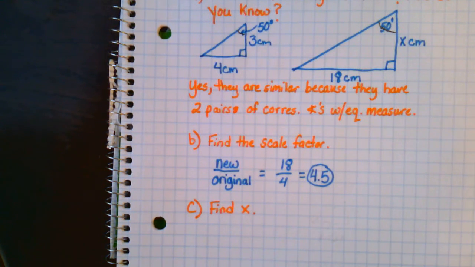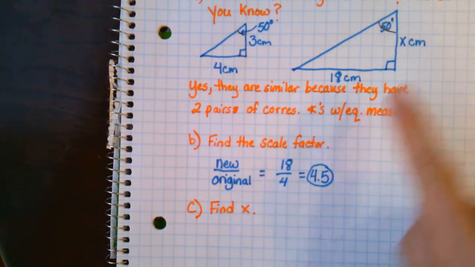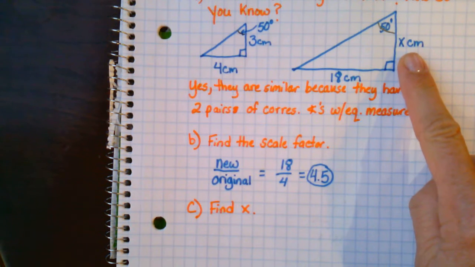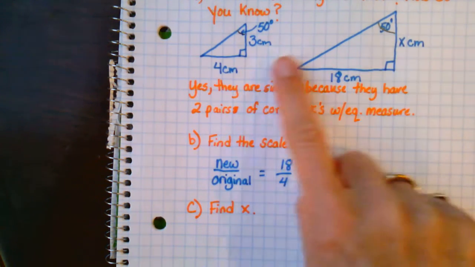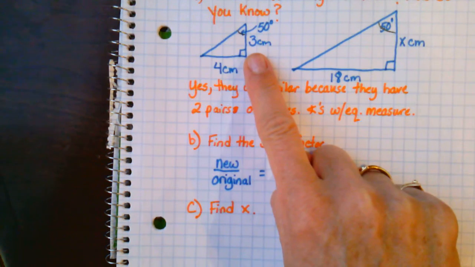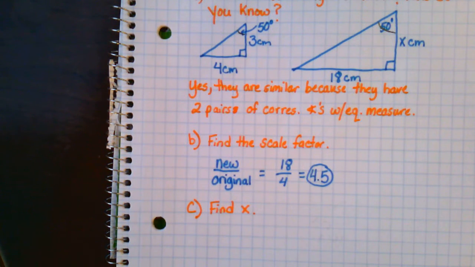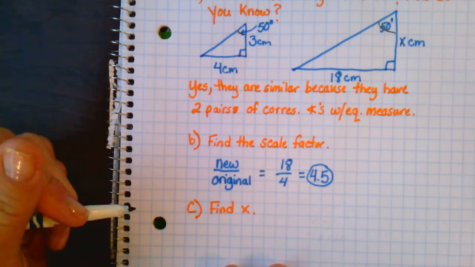Part C asks us to find x. Well, this is the side that is labeled x centimeters, and we need to determine the length of that side. Now that we know the scale factor, we can do that. We're going to compare x to its corresponding side that is 3 centimeters long. And of course we're going to show our work because we know that we must do that always when we have calculations.